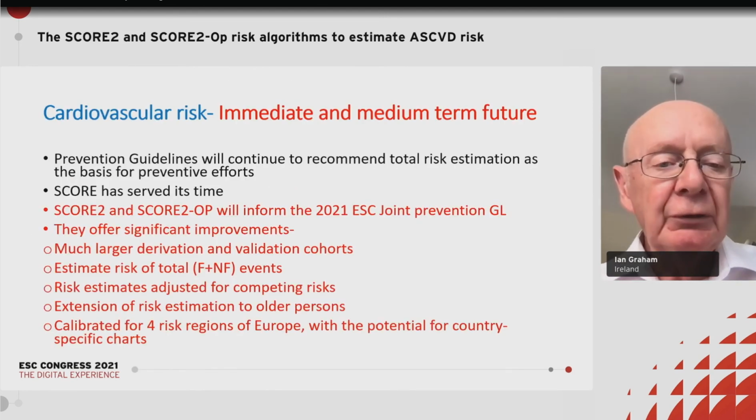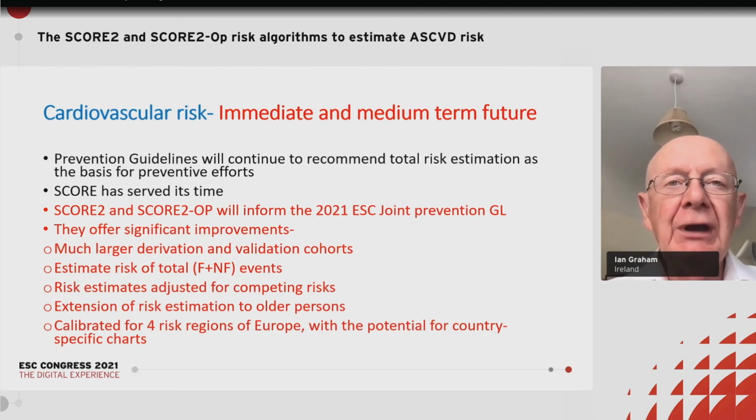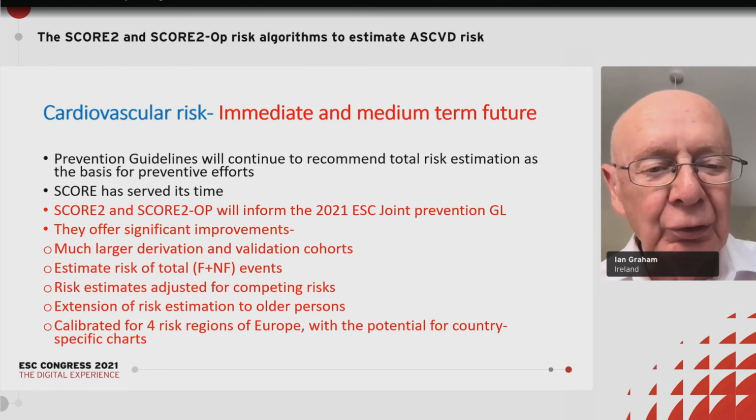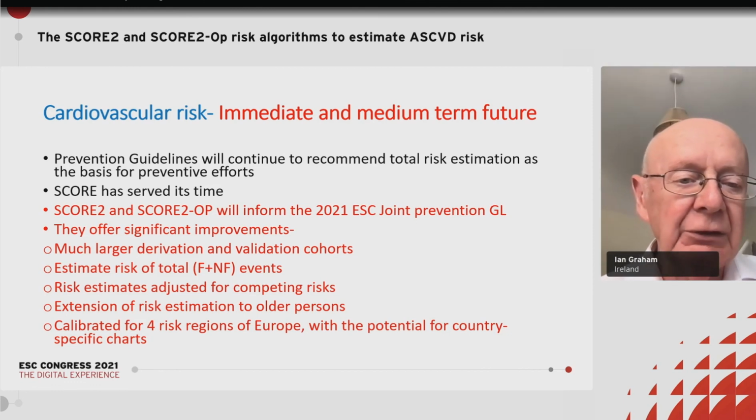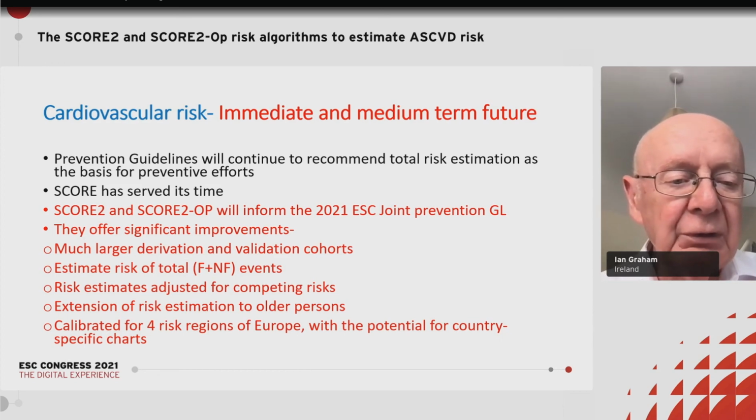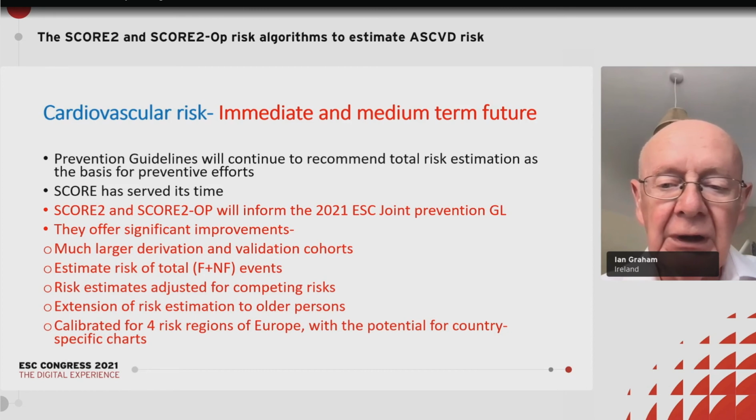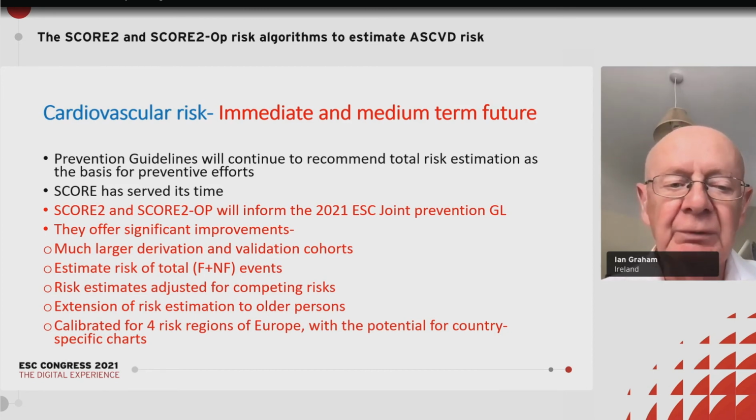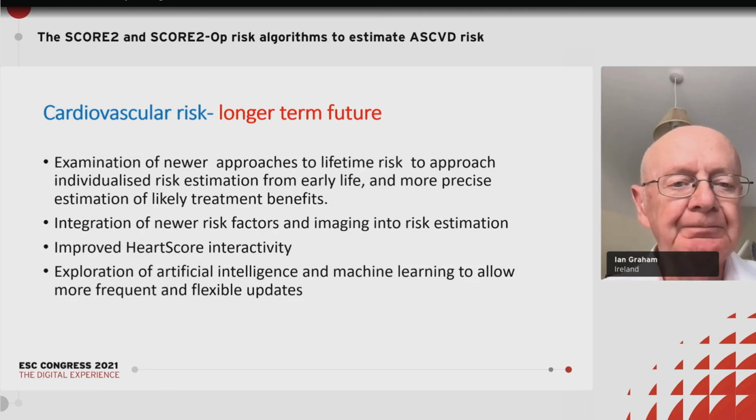So for the immediate future, we are not privy yet to the final version of the prevention guidelines, but we understand that SCORE2 and SCORE2-OP will inform these guidelines. And we hope that we've developed significant improvements: much larger derivation and validation cohorts, total events, fatal and non-fatal, risk estimates, as you've heard, adjusted for competing risks, extension to older people, and the calibration for 4 risk regions of Europe, with the potential for country-specific charts for the future.